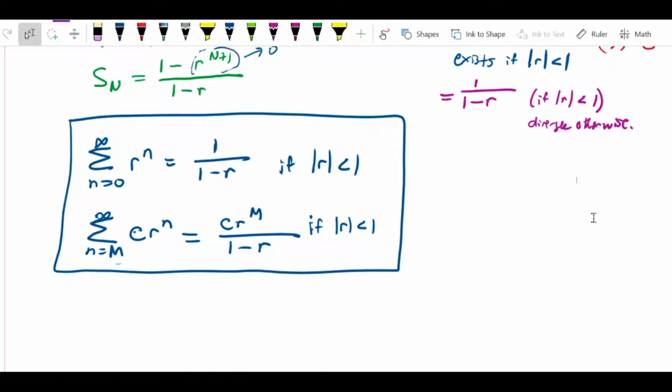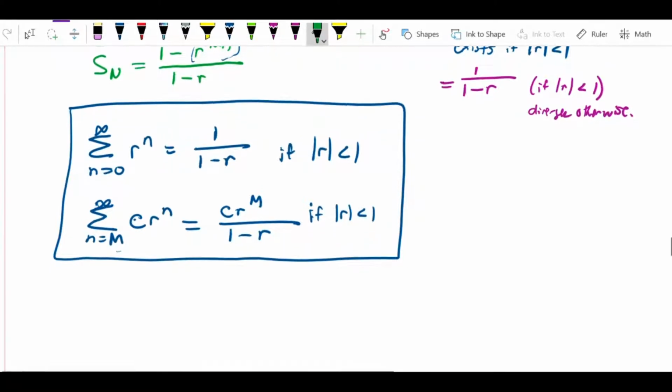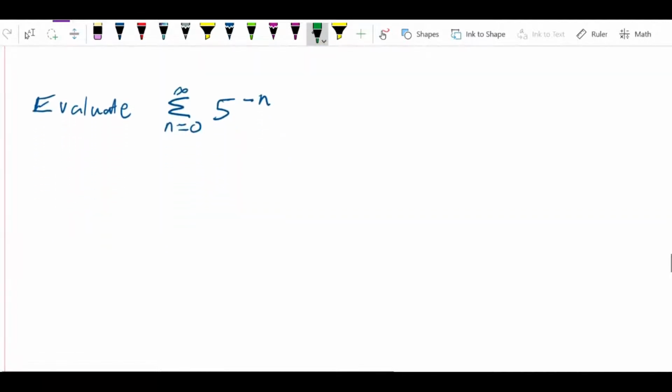The second formula is the sum from n equals some arbitrary value m up to infinity of c r to the n. So we're just introducing the possibility that we start at some index other than 0, and also that we're possibly multiplying each term by some constant c. So we can use this to evaluate the sums of various types of series.